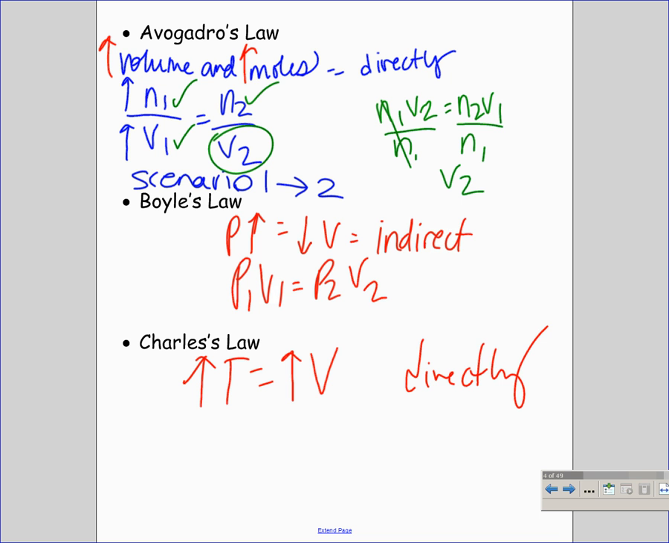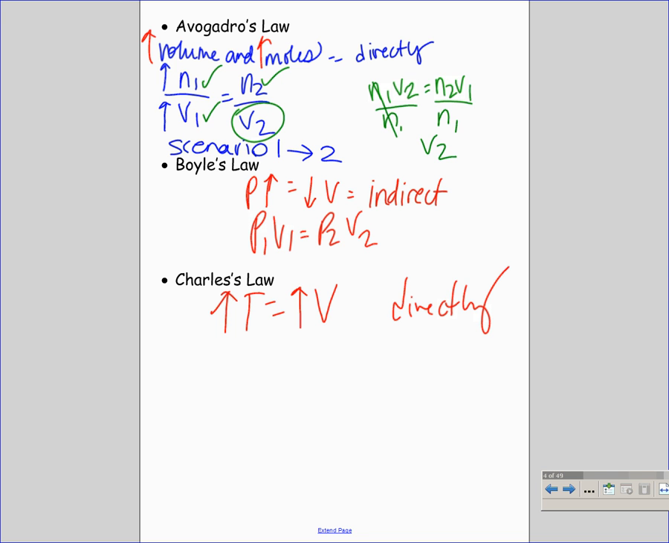Okay, so this equation looks really similar to the first one, but the V is on top this time. It's V1 over T1 equals V2 over T2. And I remember this because Mr. Charles went to Virginia Tech. VT, Virginia Tech. I made that one up.